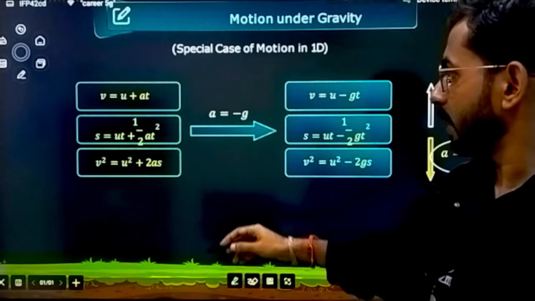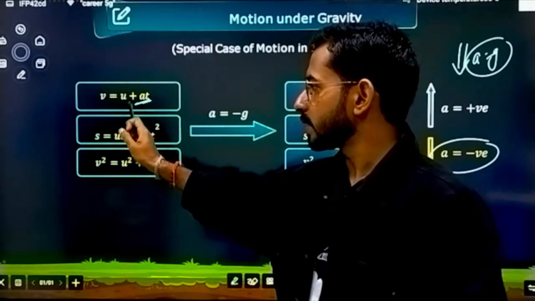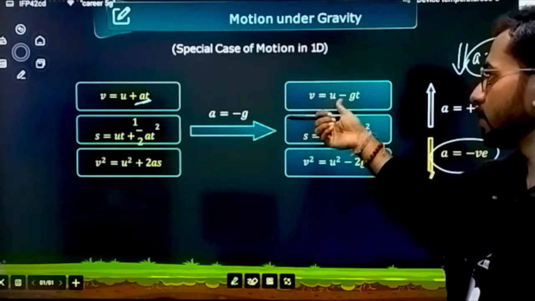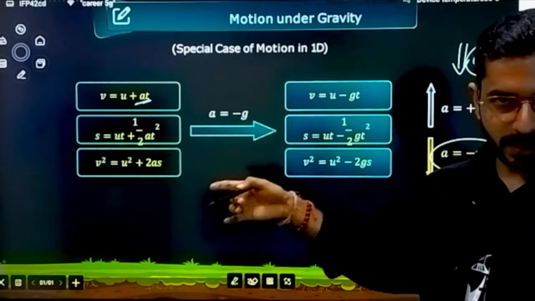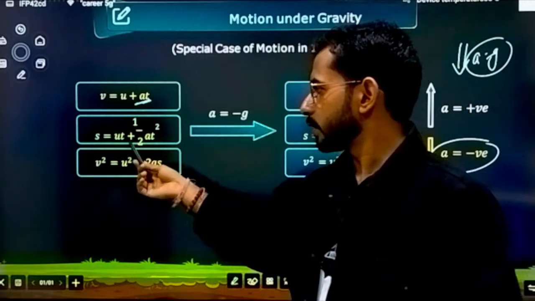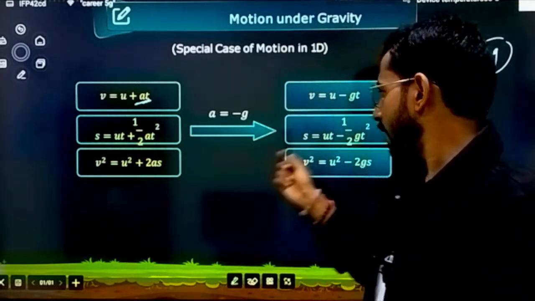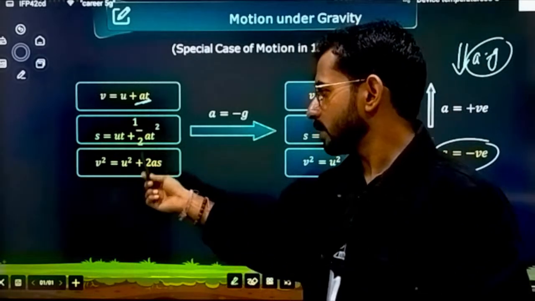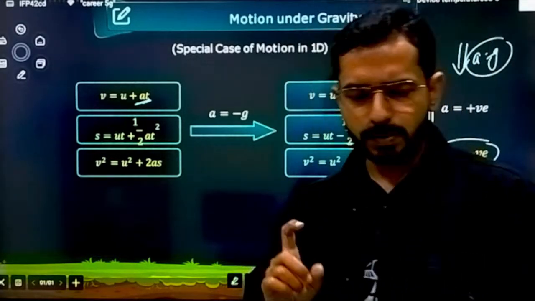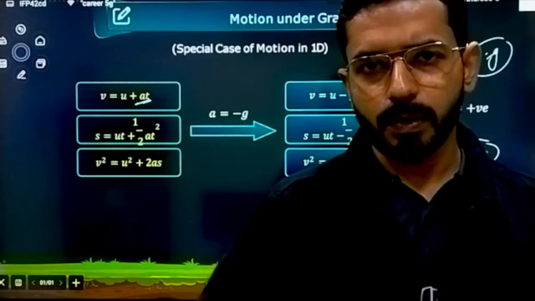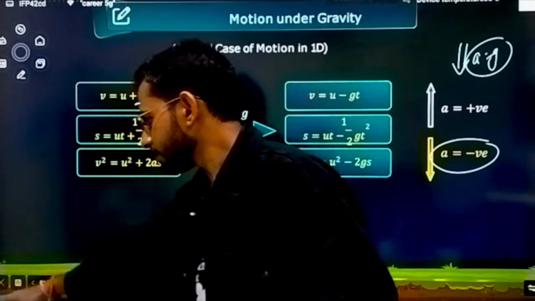So let's suppose the formula is V is equal to U plus AT. This will become V is equal to U minus GT. In place of acceleration, it will be G and it will be taken as negative. Similarly, S is equal to UT minus half GT square. Then V square is equal to U square minus 2GS. So everywhere you will just make a small change, with gravity coming into the scene. Correct?